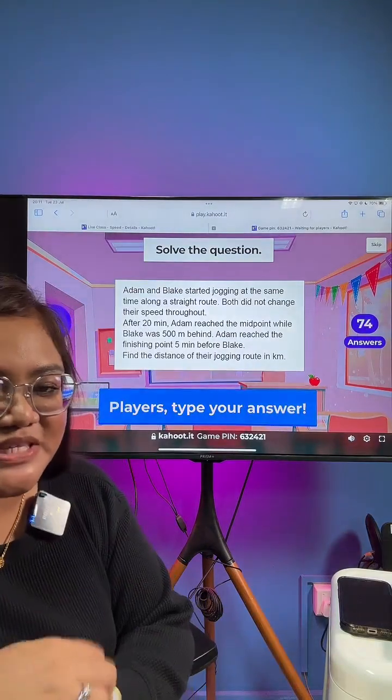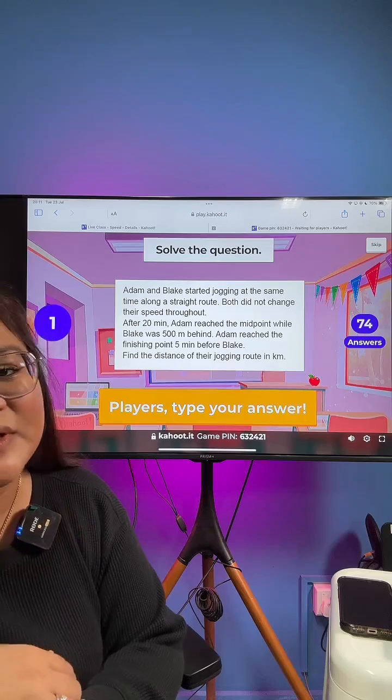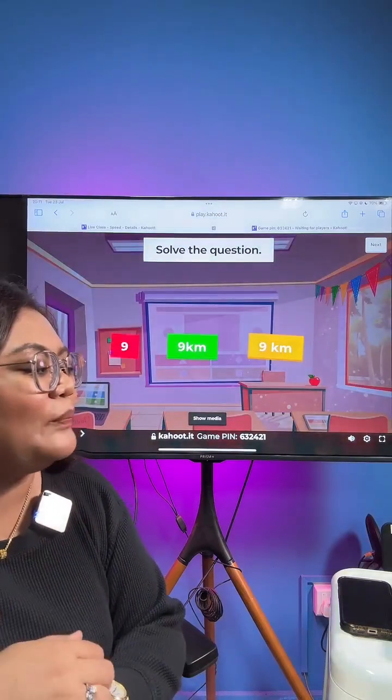You can try again on a piece of paper. It doesn't matter whether you get it right or not on Kahoot, it's completely fine. What matters is you understand and you can try again on your own papers, okay?